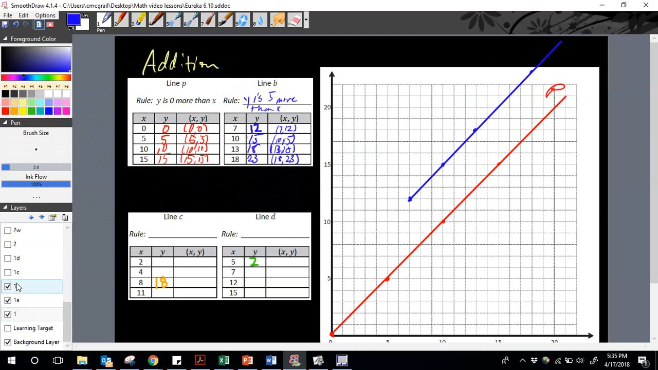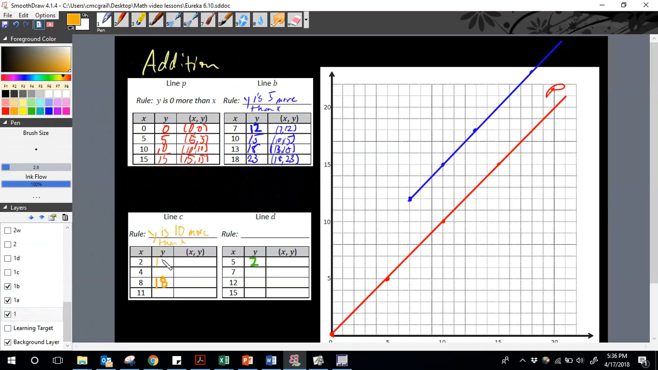Okay, let's look at 1C. I'm going to change color. Now remember, we're doing addition rules. So if x is 8 and y is 18, then that must be y is 10 more than x.